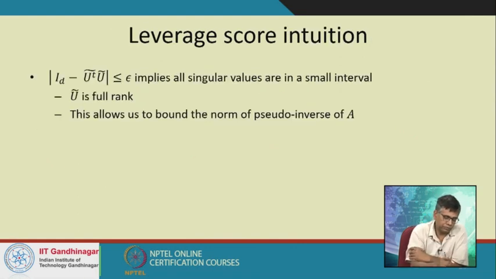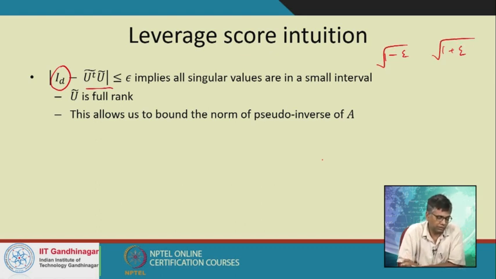What that means, first of all, is that the singular values of the identity are all 1. Therefore, this means that the singular values of U tilde transpose U tilde lie between 1 minus epsilon and 1 plus epsilon, which means that the singular values of U tilde lie between square root of 1 minus epsilon and square root of 1 plus epsilon.